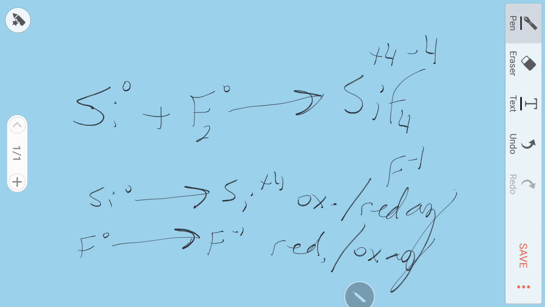If you were asked, what is the oxidation number of silicon? You'd say +4. What is the oxidation number of fluorine? -1. So be careful with that.